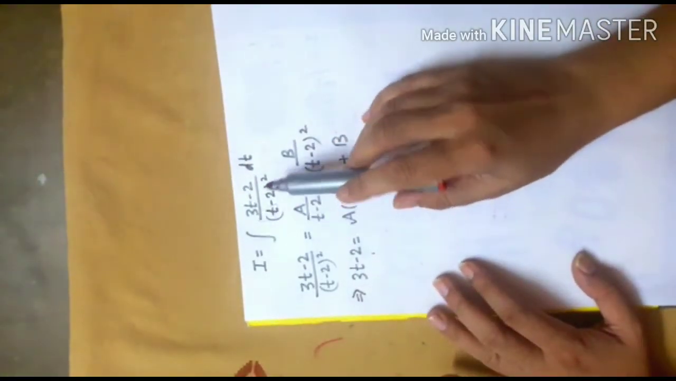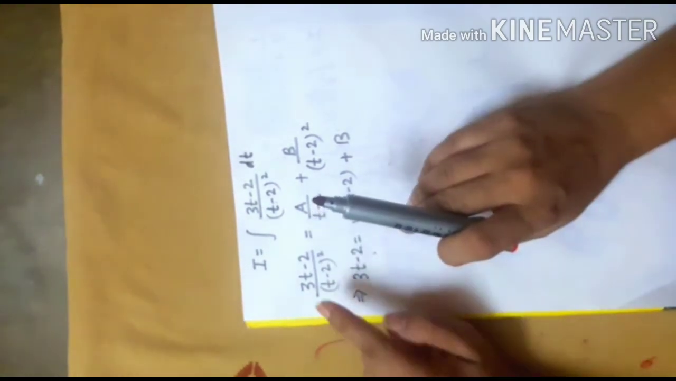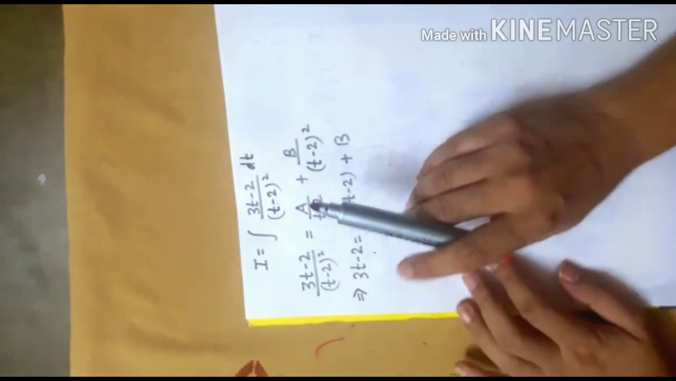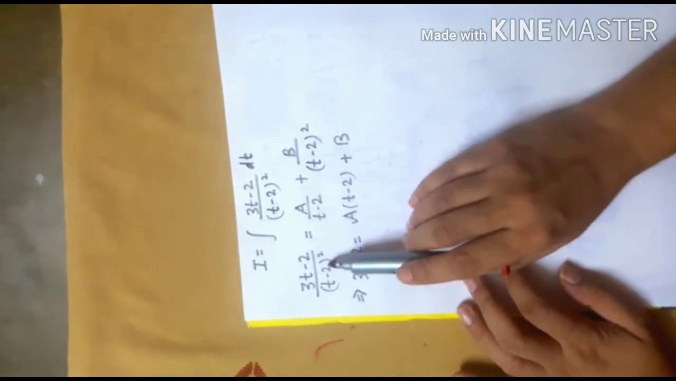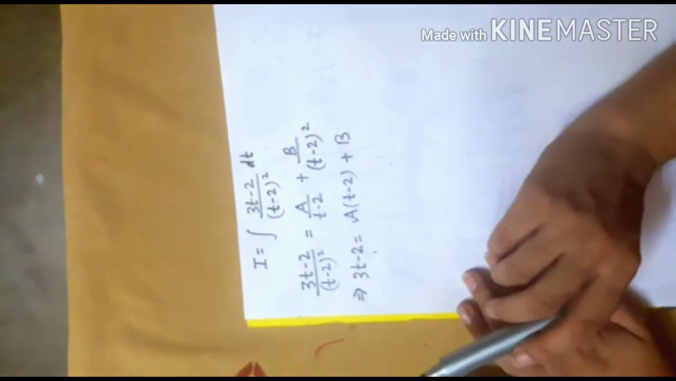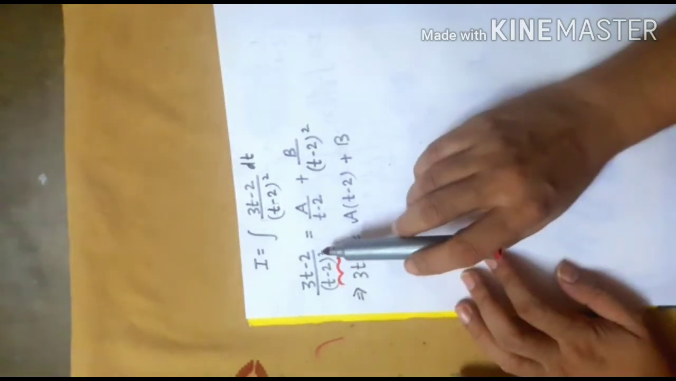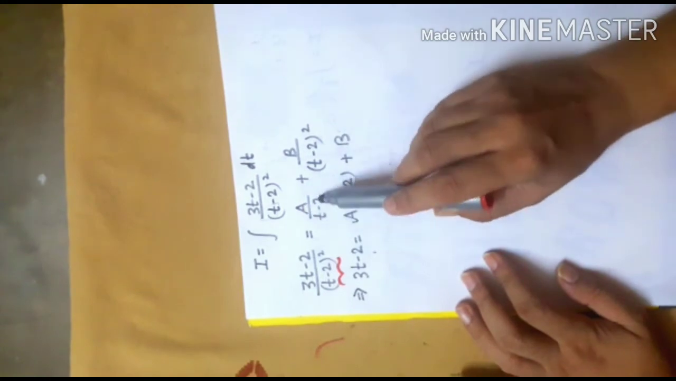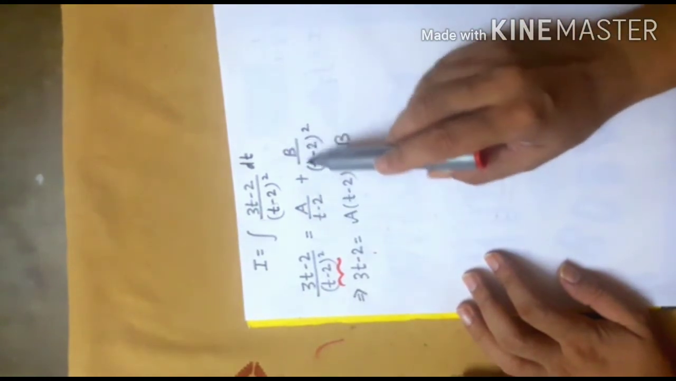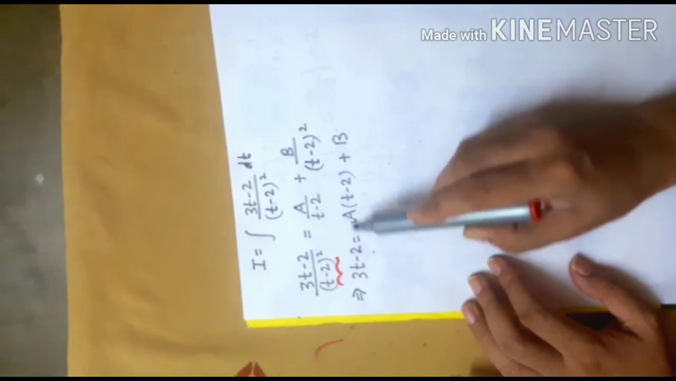So I need to evaluate this. Pick up the integrand 3t minus 2 over t minus 2 whole squared. I'll resolve this into its partial fraction. Look at the factors of the denominator. Factor is linear, but it is repeating 2 times. So corresponding to this repeated factor, there will be a partial fraction of the form a over t minus 2 plus b over t minus 2 whole squared. Right? So transpose this to this side, I'll get 3t minus 2 equals a into t minus 2 plus b.